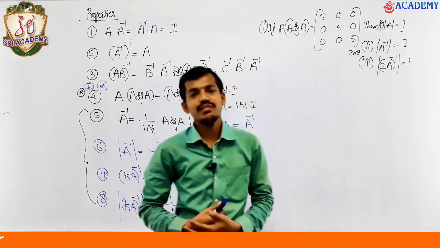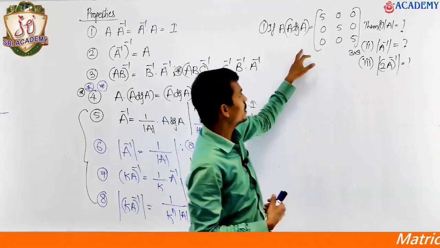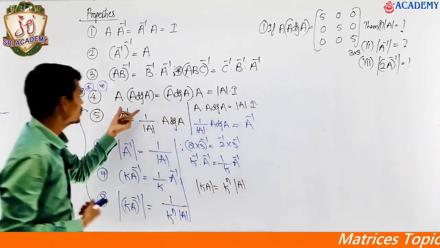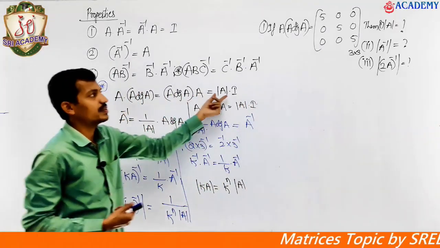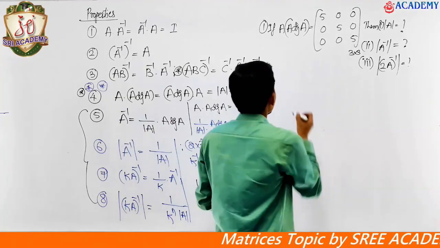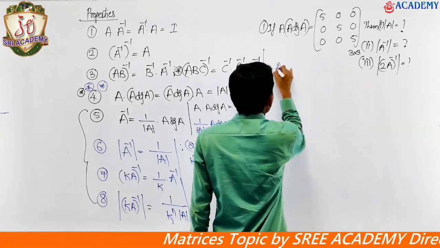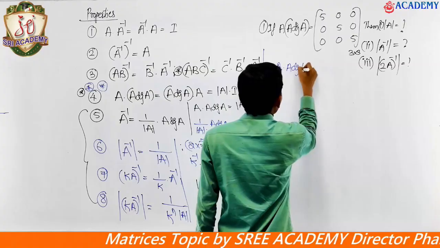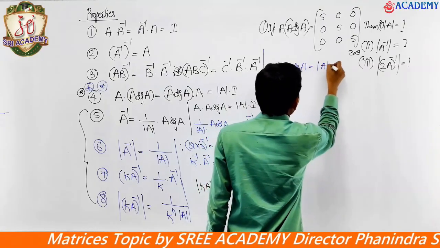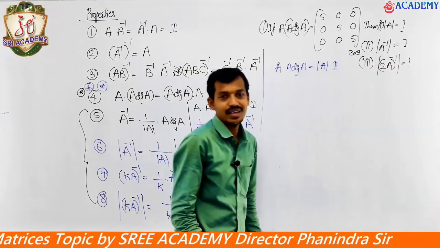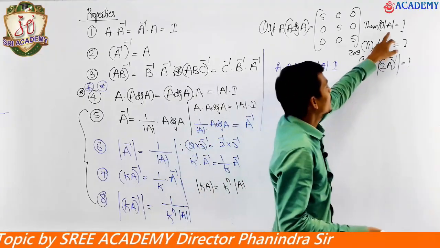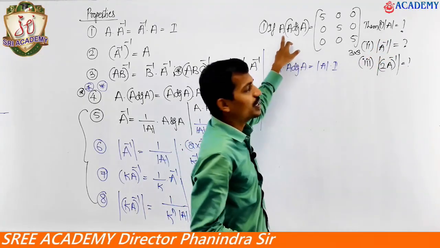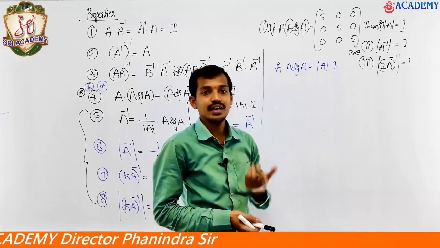I am asking for 3 values. Let's see what he has given in this matrix. Indirectly, we know that A into adjoint of A equals what? Determinant of A into I. But to do this problem you will get confused; without confusion, if you use this property you will get the answer. If he asks what is the determinant of A, without knowing A how can we find the determinant? You will get a doubt.